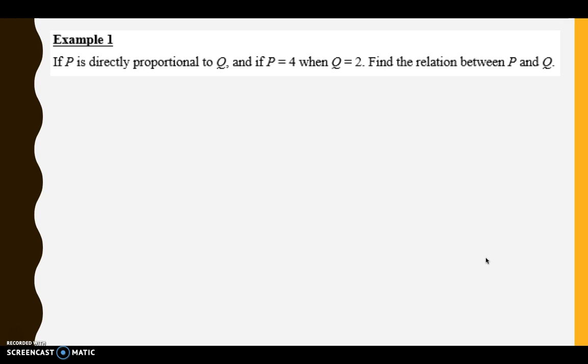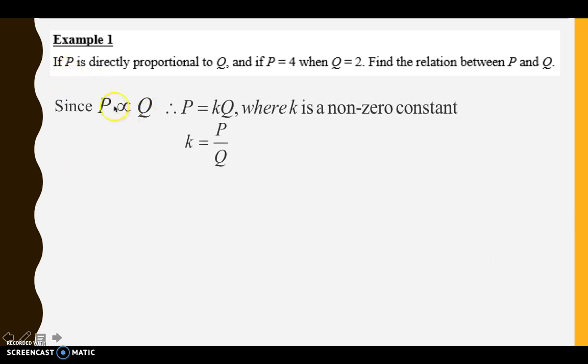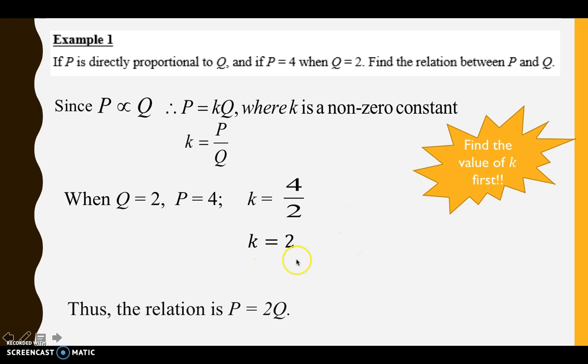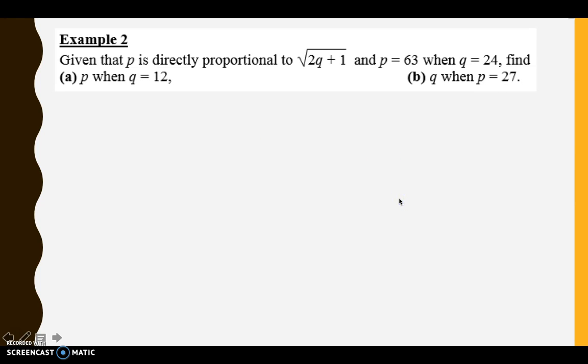Alright, so same thing, you start off with the statement P is directly proportional to Q, and therefore you conclude P equals K times Q, where K is a non-zero constant. Therefore, when I divide both sides by Q, I get K equals P over Q. Remember, we always find the value of K first in any relationship. So when Q equals 2, P equals 4, substituting in, I get K equals 2. So therefore, the relation is P equals 2Q. That's all. Alright, let's move on to example 2.